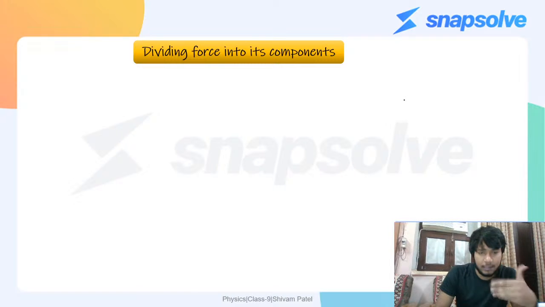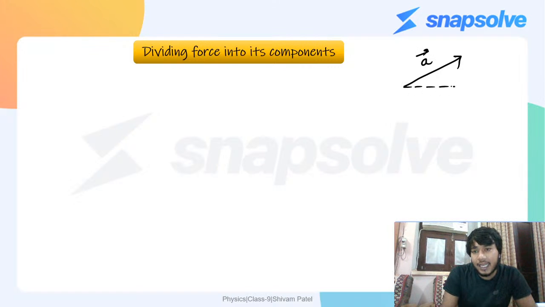Let's revise it again. Let's say we are having this force, or any vector A, which is making an angle theta with the horizontal. So we have studied vector addition.